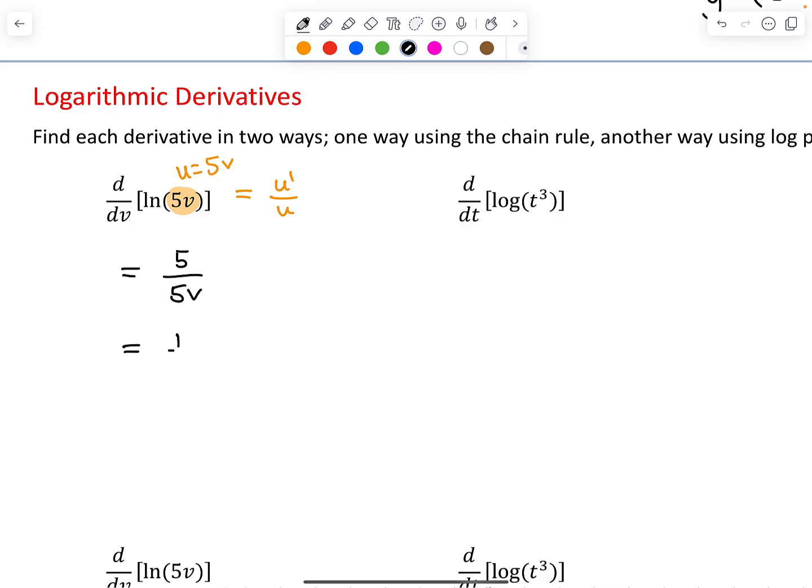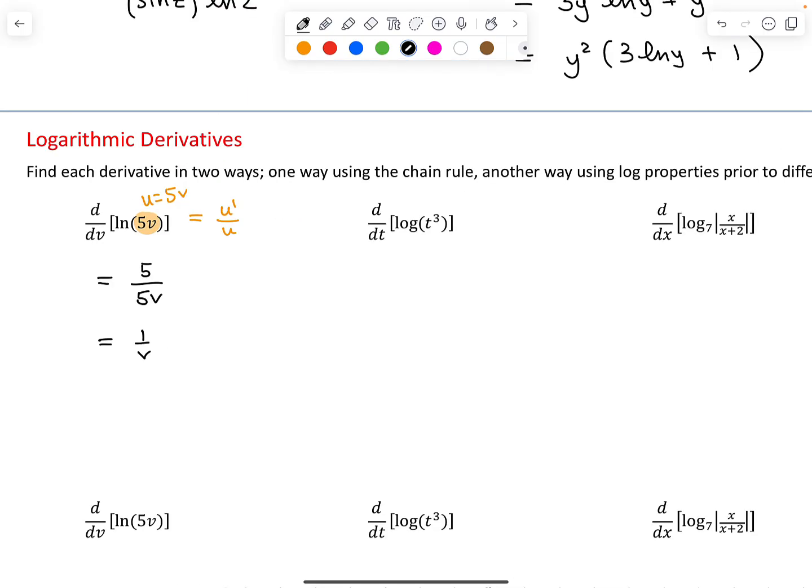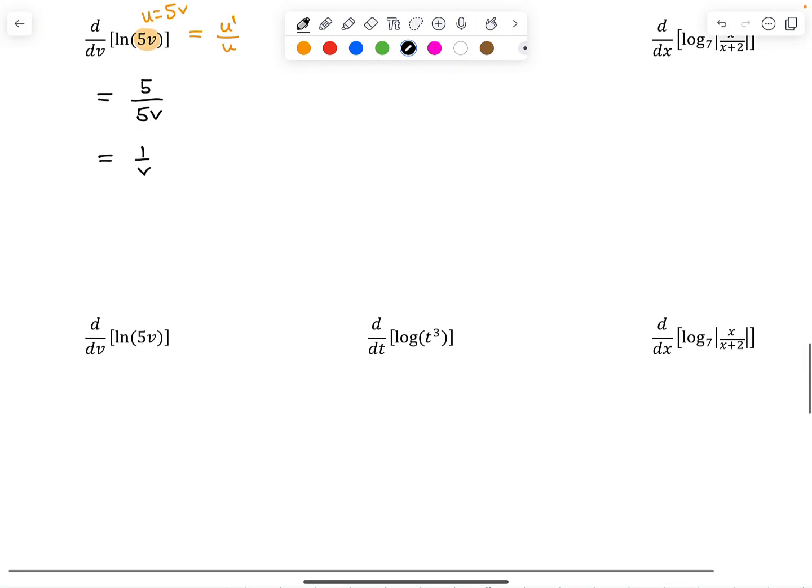The 5's cancel, so we wind up getting just 1 over v. Well, that's interesting, because that's also the derivative of just natural log of v, as if the 5 wasn't there in the first place. Let's see why that is using a log property.